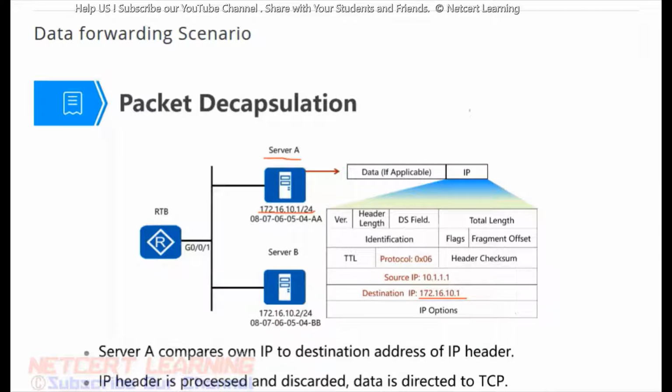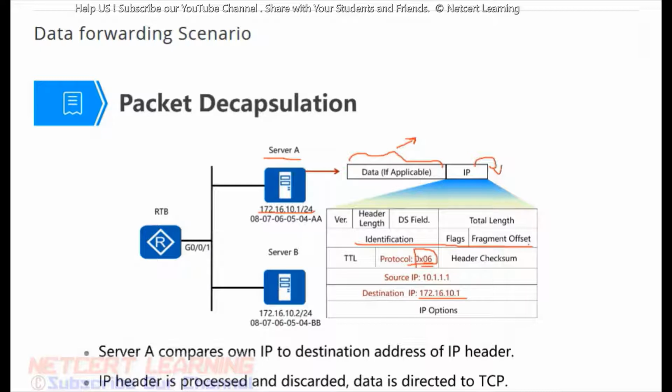So server A will identify the protocol number. Of course, this is 6, and 6 means this is a TCP segment. So this IP header will be stripped, decapsulated, and the upper layer information is sent to the TCP process. And of course, there is some information such as fragment information.